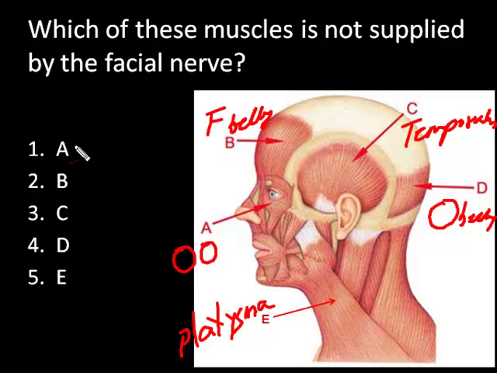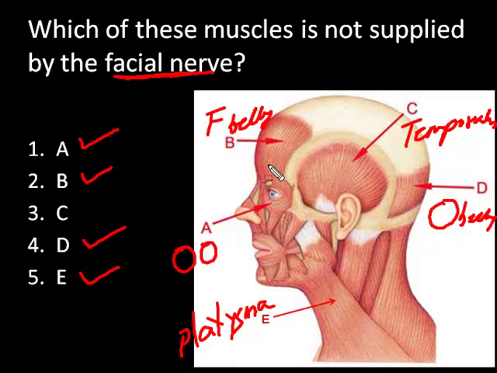Now of these, A, which is orbicularis oculi, B, which is the frontal belly, D, which is the occipital belly, and E, which is the platysma, these are all muscles of facial expression, and they are supplied by the facial nerve, because each one of these muscles acts and causes some kind of facial action. Orbicularis oculi, as I said, helps you to close the eyes.